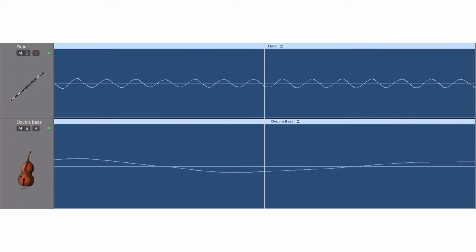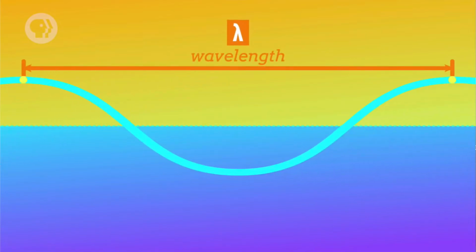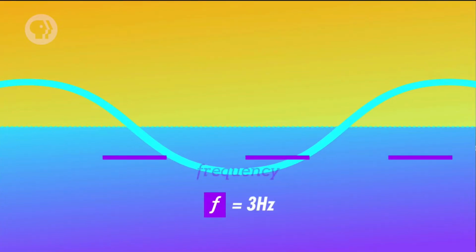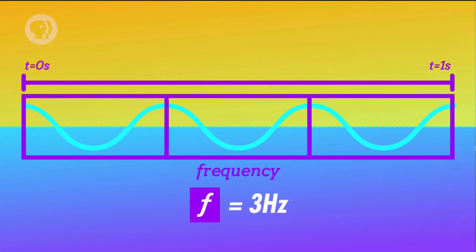Notice how the flute produces lots more waves than the bass. We call the distance from the top of a wave to the top of the next its wavelength, which represents a full cycle of the wave. We measure how frequently the cycles occur every second and call this the frequency of the sound. In this example, you can see 3 wavelengths or cycles that occur in the space of a second. So, this sound has a frequency of 3 cycles per second.